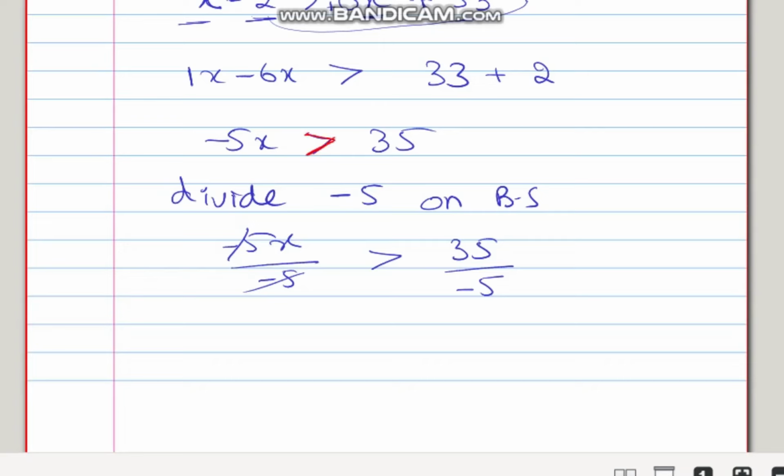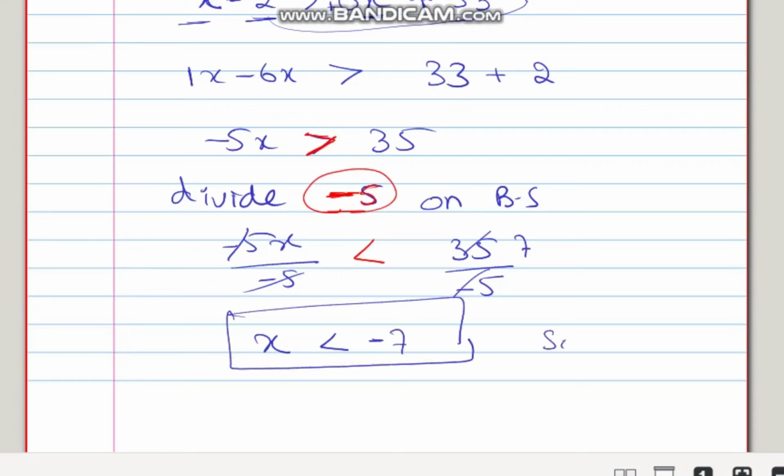So what is the direction of the inequality here? The direction is this. Now we divide it by minus 5, a negative number. It's a very important point. So dividing by minus 5 means the direction will be changed like this, and this will not be the direction. The direction will be opposite, this shape. Please note this point. And now I will be left with x less than minus 7. This will be your solution.